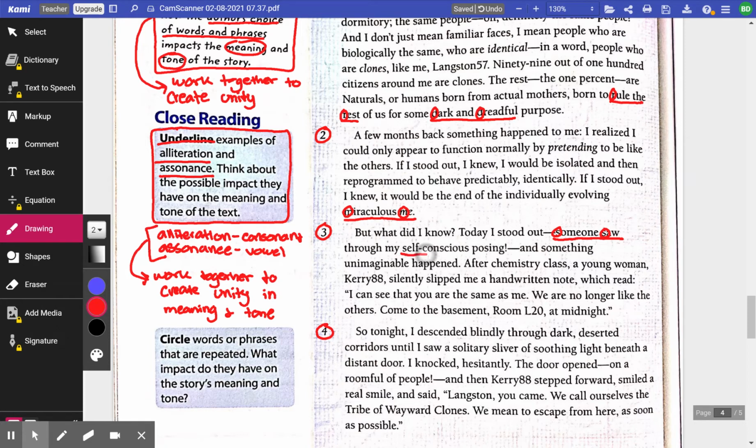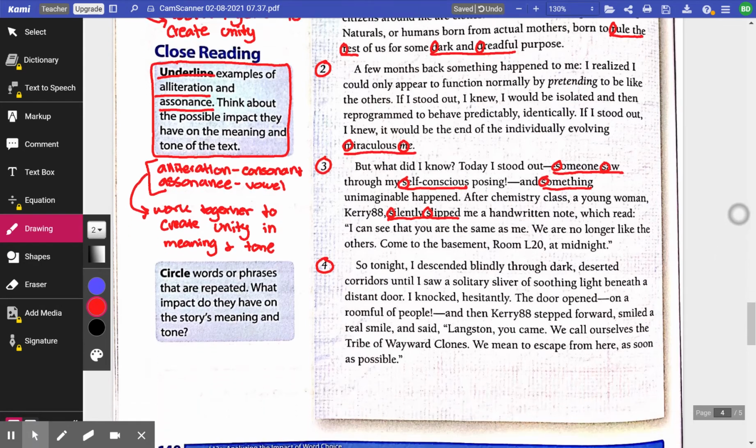Also, self-conscious could be part of that too because it also has that sound at the beginning. So, "someone saw through my self-conscious posing and something unimaginable happened." Something would work for that too because it has that S sound at the beginning. And we have another one: "A young woman, Carrie 88, silently slipped me a handwritten note." So silently slipped, that's an example of the soft S sound with our alliteration.